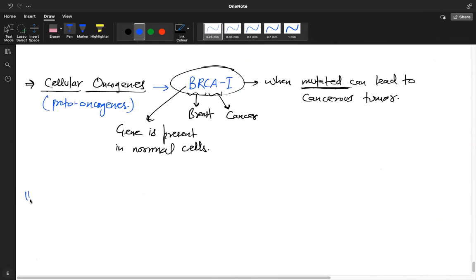Now let's come to diagnosis. So how will you detect and diagnose cancer? Tell me. A biopsy? Yes, detection and diagnosis. What is a biopsy? So let's see one by one.